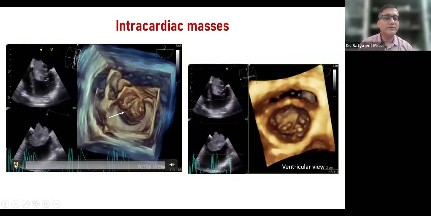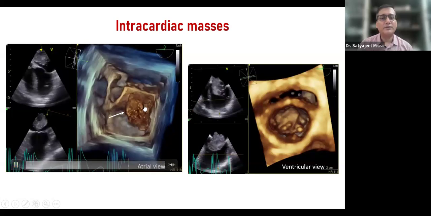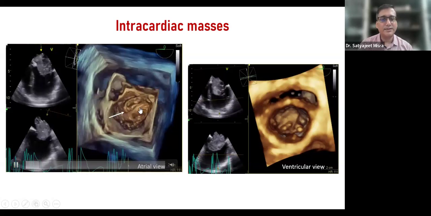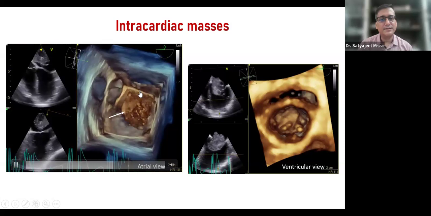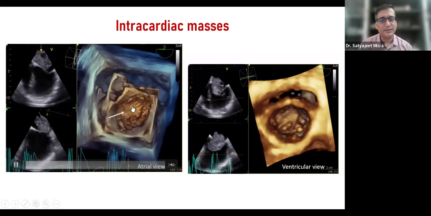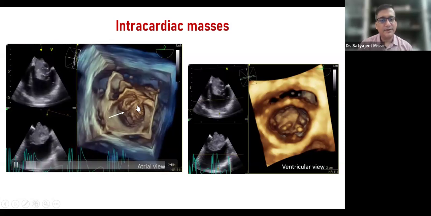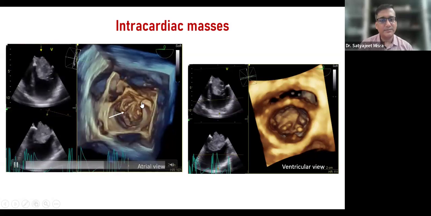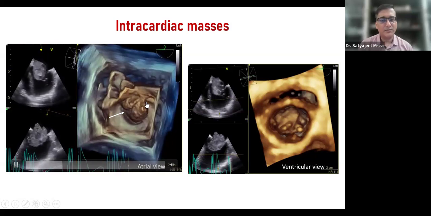Similarly, it's a wonderful tool to visualize the intracardiac masses. In this case, you can see that this is the septum, and there's a mass in the left atrium that is attached to the interatrial septum, and you can even appreciate the stalk of the mass.